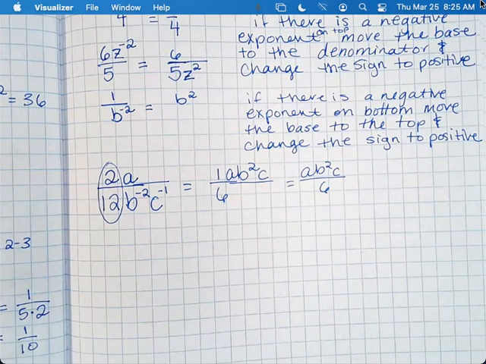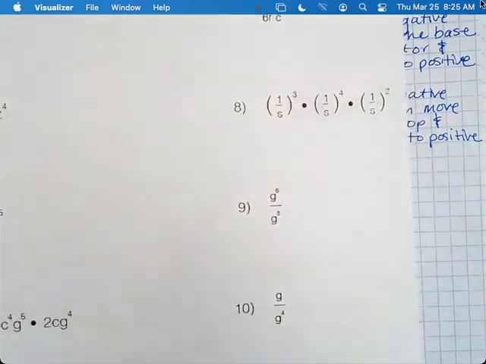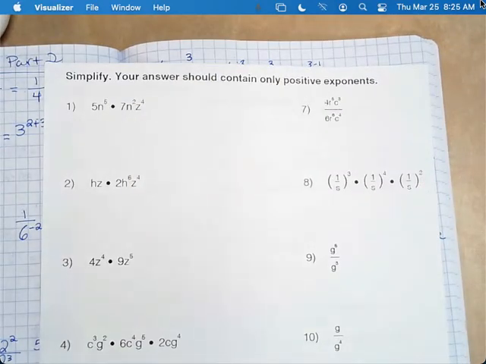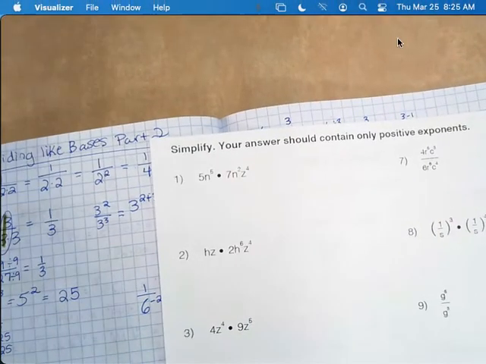All right, so I want y'all to work on the back side of that homework from last night and complete this.